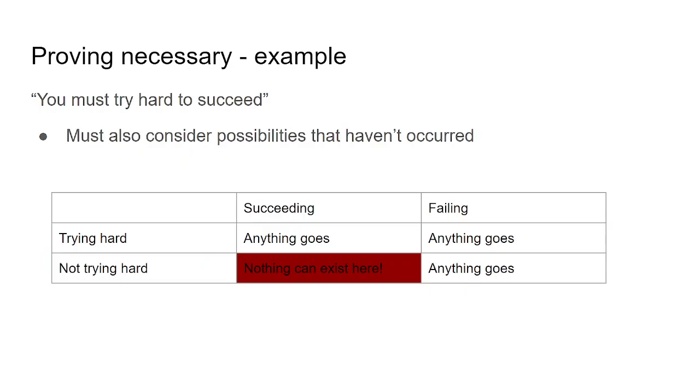It's also worth noting that you have to consider all the possibilities that haven't occurred yet. So even if nothing exists in the red box currently, your statement is actually that nothing can ever exist there. So even if nothing is there right now, something could end up there in the future. If you want to really prove your statement to be true, you have to show that no matter what happens, even in cases that haven't occurred yet, nothing could ever exist in that red box case where you don't try hard but still succeed.